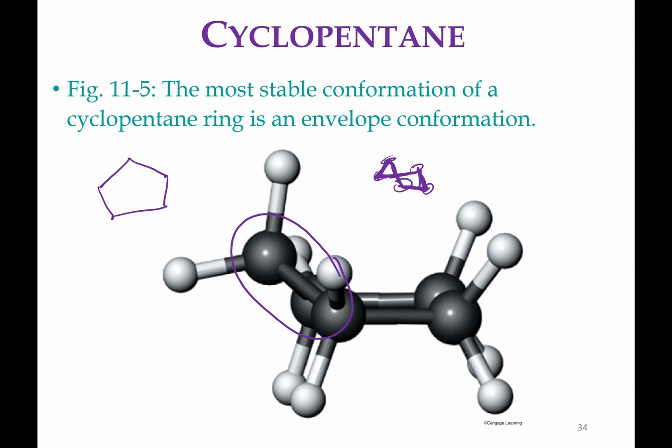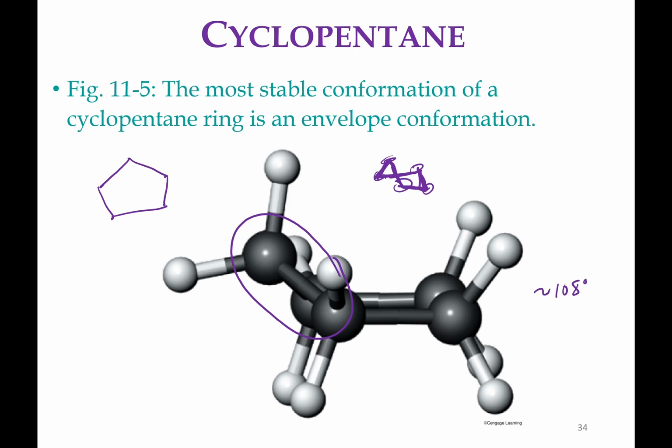So if it was flat, the bond angles would all be about 108 degrees. And if you remember, carbon forms a tetrahedral shape where they want to be 109.5, and we would see an eclipsed structure in some places that would yield much more torsional strain. So by puckering up and folding upward, the molecule is able to relieve a lot of that strain, and that eclipsing and that torsional strain.